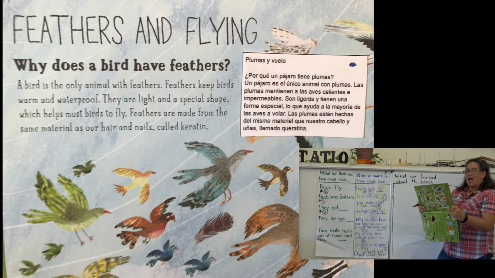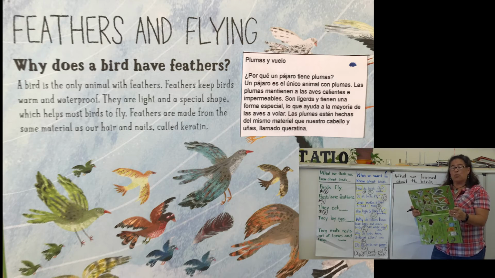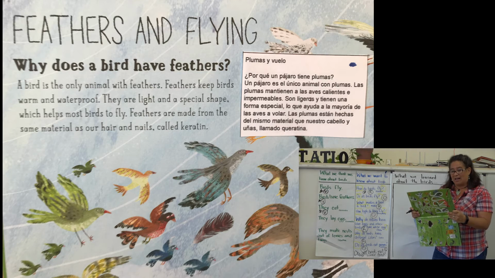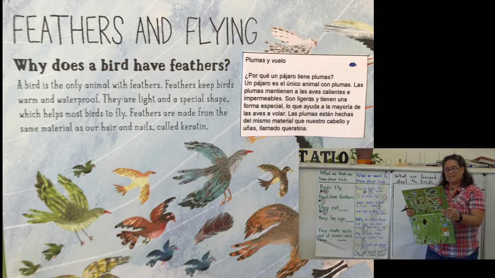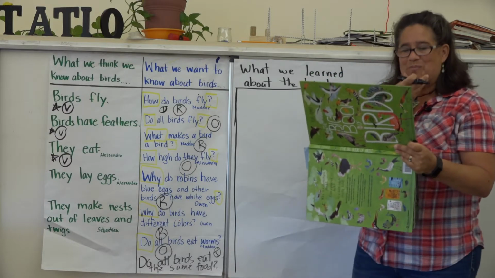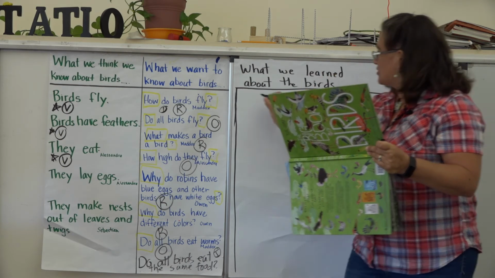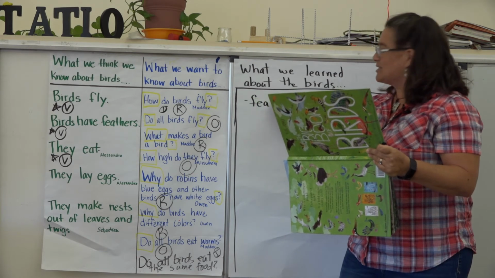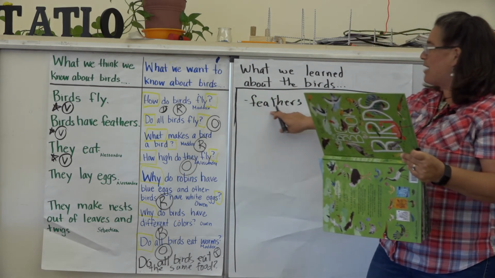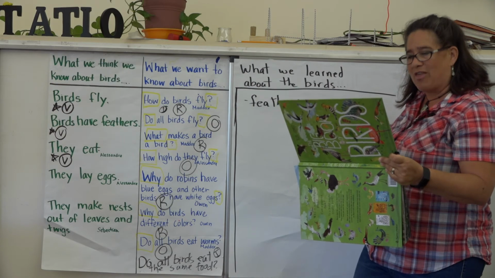And it says, a bird is the only animal with feathers. Feathers keep birds warm and waterproof. They are light and a special shape, which helps most birds to fly. Feathers are made from the same material as our hair and our nails, called keratin. I really got a big piece of information there about how it's really these feathers that help the birds to fly. I'm going to write the word feathers, and then we'll all go back to our notebooks and we'll add what else we learned about those feathers.